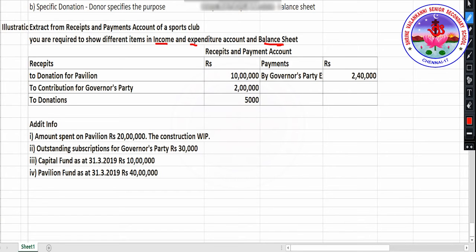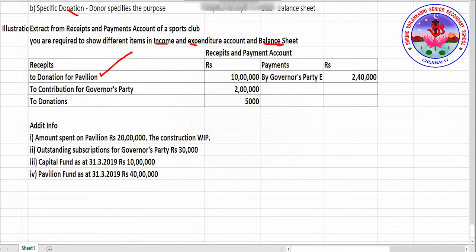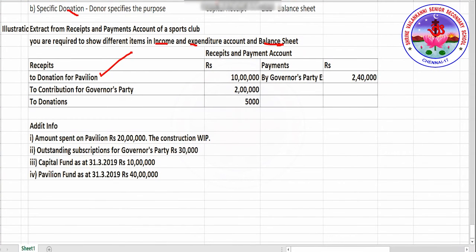Now, you have donation for pavilion, 10 lakhs. It is a donation for pavilion. Now, what is this? It is a specific donation, right? It is given for construction of pavilion. So, it has to be treated as what? It has to be treated as capital expenditure. It will be shown in the liability side of the balance sheet.